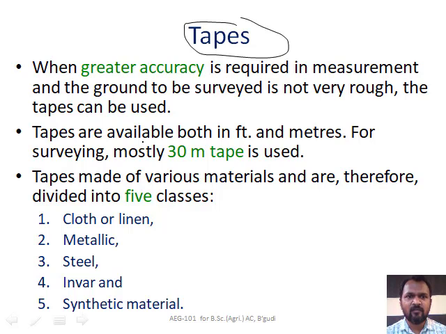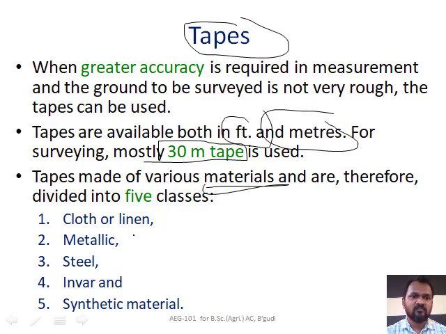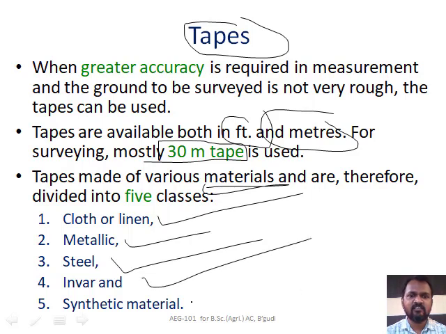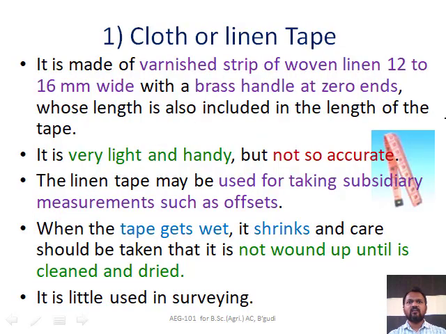The tapes are available in feet or in meter units, and mostly for surveying we are using the tape which has 30 meter length. These tapes are classified based on their materials: first one, cloth or linen tape, metallic tape, steel tape, invar tape, and then synthetic material tape. These are the tapes which we are using here. We'll discuss in detail one by one. So first, cloth or linen tape.